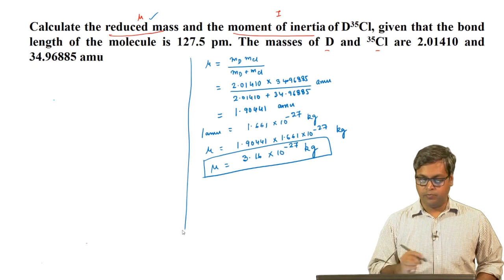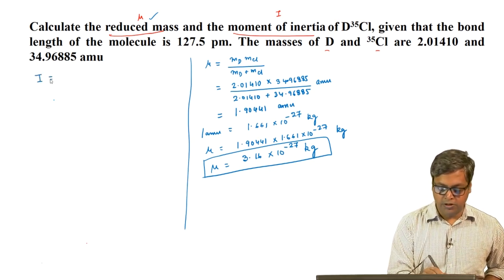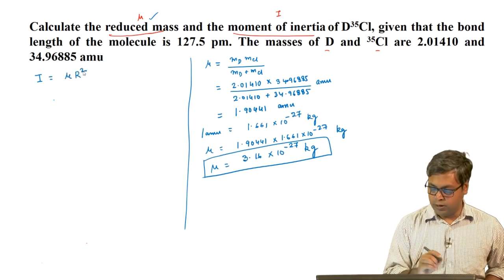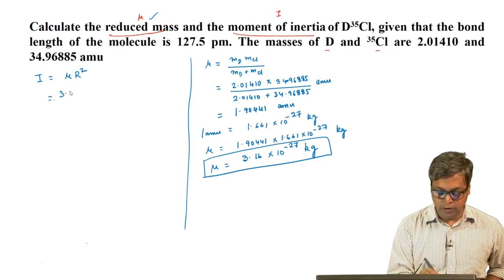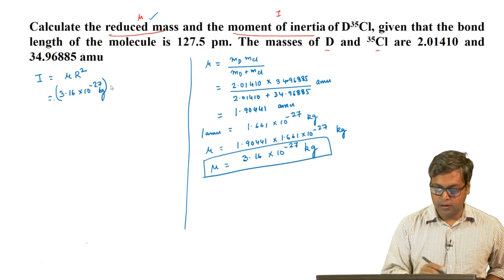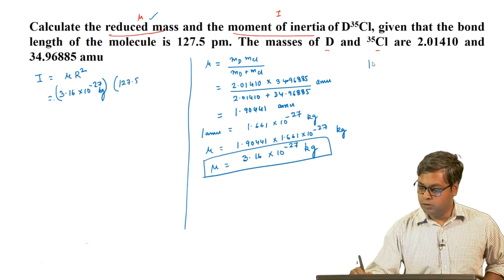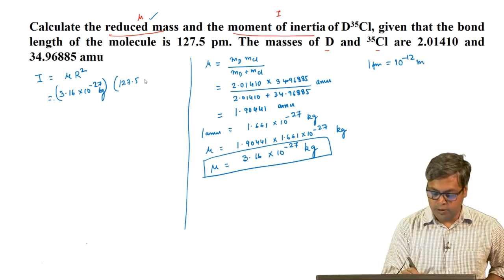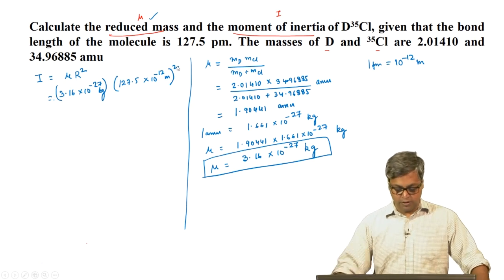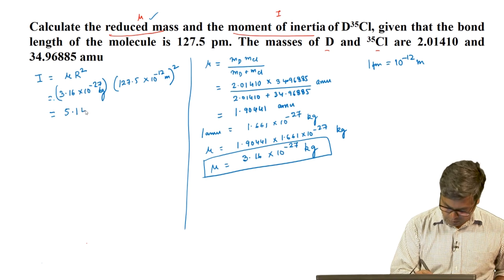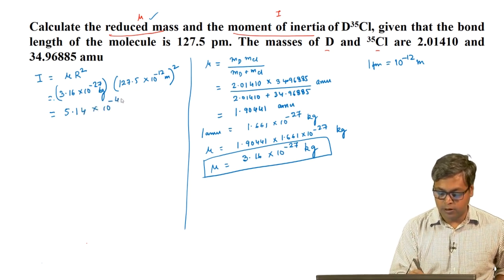Now, let us look into the second part where we need to calculate I or the moment of inertia, which is given by mu r square. We have already calculated the mu, that is 3.16 times 10 to the power minus 27, this is in kg, and R is 127.5 picometer. We know 1 picometer equals 10 to the power minus 12 meter. So, we will write 127.5 times 10 to the power minus 12 meter squared, and if you do this calculation, what you get is 5.14 times 10 to the power minus 47 kilogram meter squared.